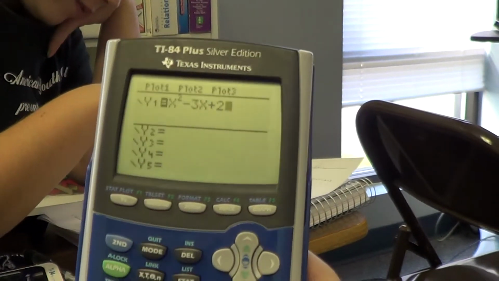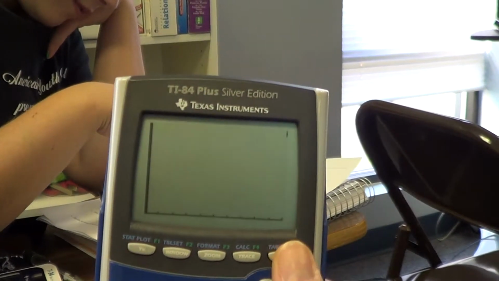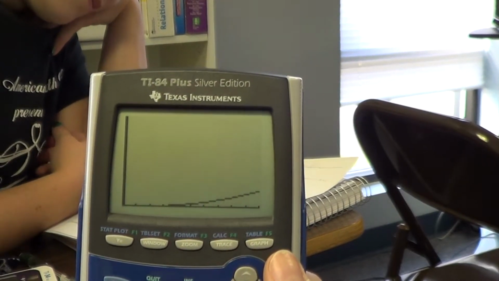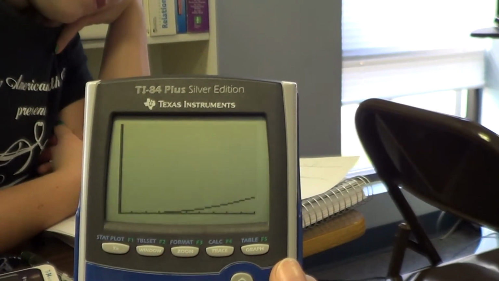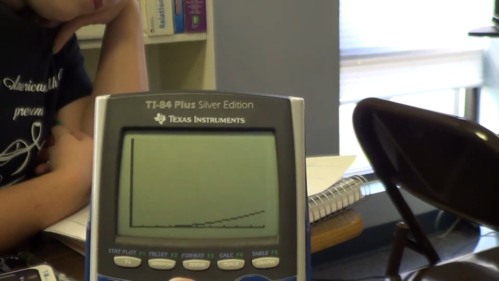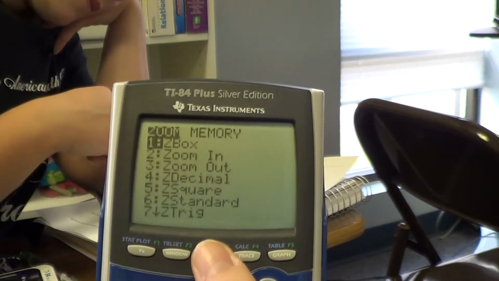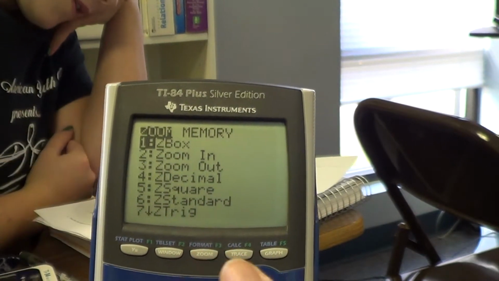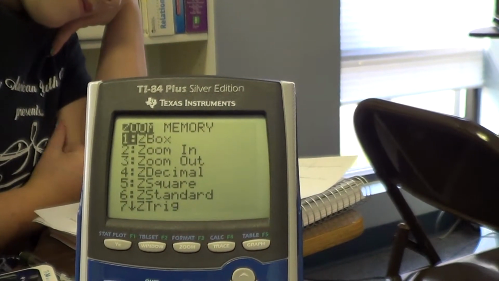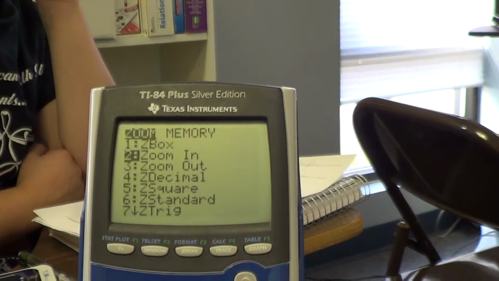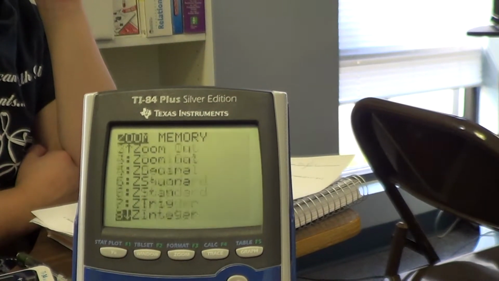Now hit graph. But your window is probably still what it was the last time, right? So go to zoom. Your window's actually probably fine, Skylar. Okay. Zoom fit.